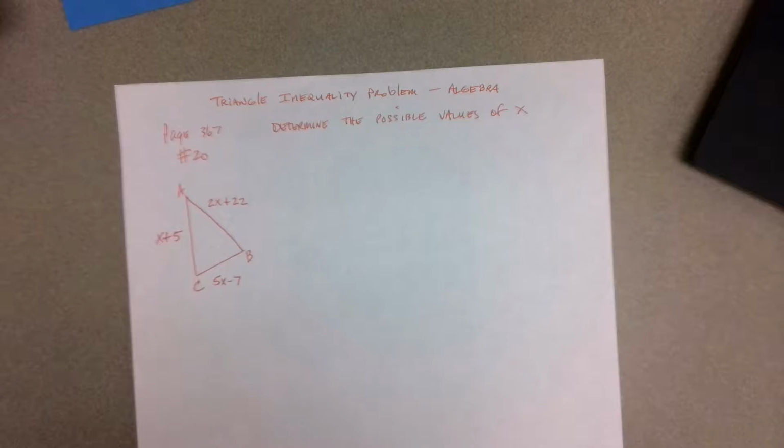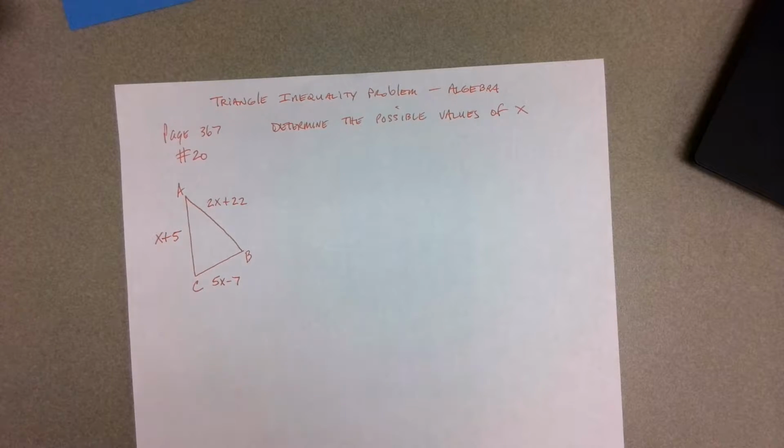Alright, let me give this a shot. This is a triangle inequality problem where you're going to have to use algebra to solve. You're supposed to determine the possible values of x. In order to do that, we know that any two sides of a triangle have to add up to a greater value than the third side.